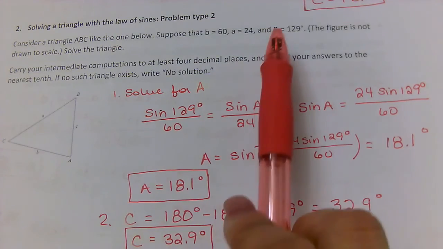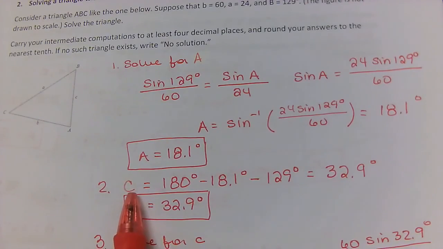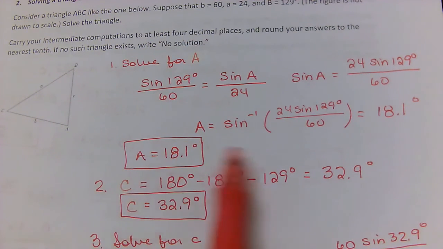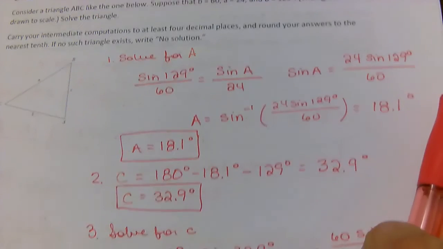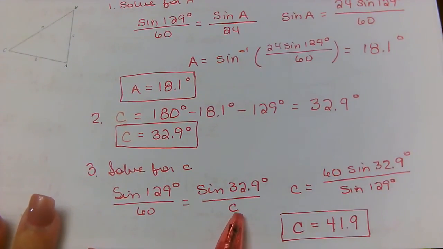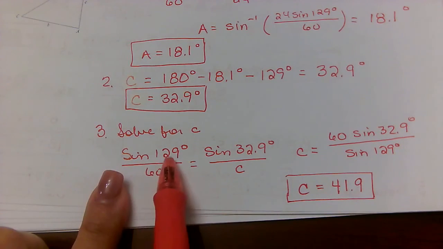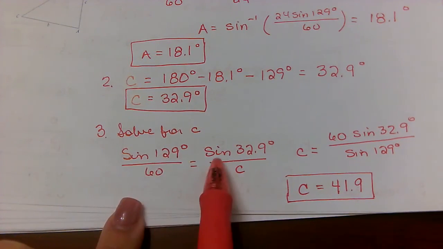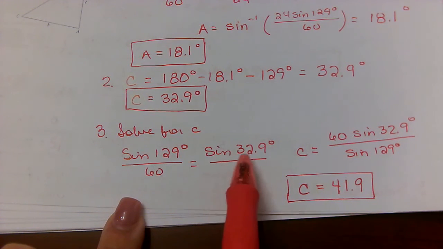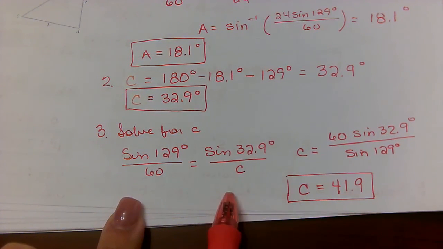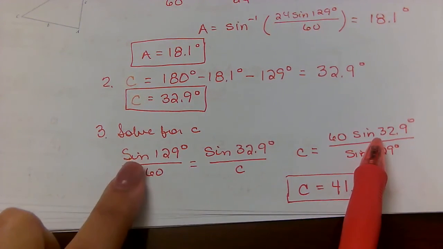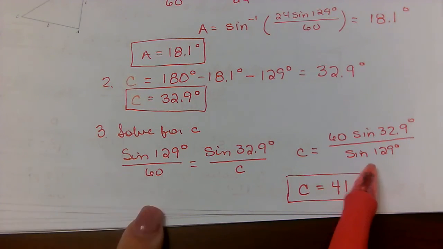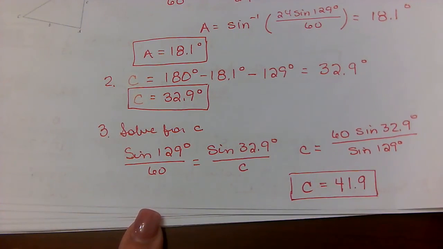Once you have A and you're given B, it's easy to find angle C by doing 180 minus angle A minus angle B, and you'll get angle C to be 32.9 degrees. Okay. Once you have C, you can go ahead and solve for little c, and I use the ratio of B. Sine of 129 degrees divided by 60 is equal to sine of C, which is 32.9 degrees, divided by little c. Do your bat and ball. These two multiply together. 60 sine 32.9 divided by sine of 129. Okay. Put that in your calculator, and you should get c is equal to 41.9.